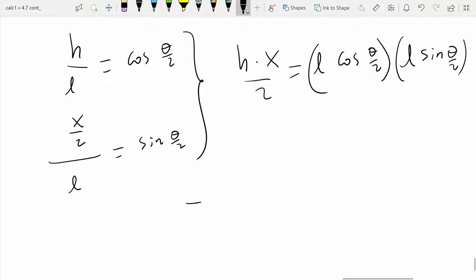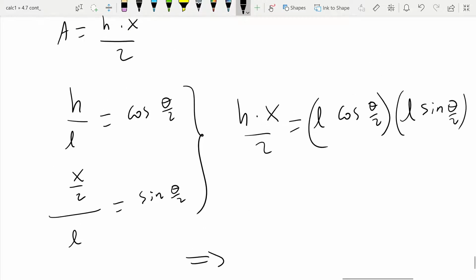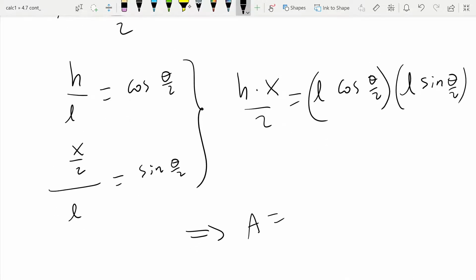And then, well, this implies that the area, because h times x over 2 is the area, is equal to L squared times cosine of theta over 2 times sine of theta over 2.